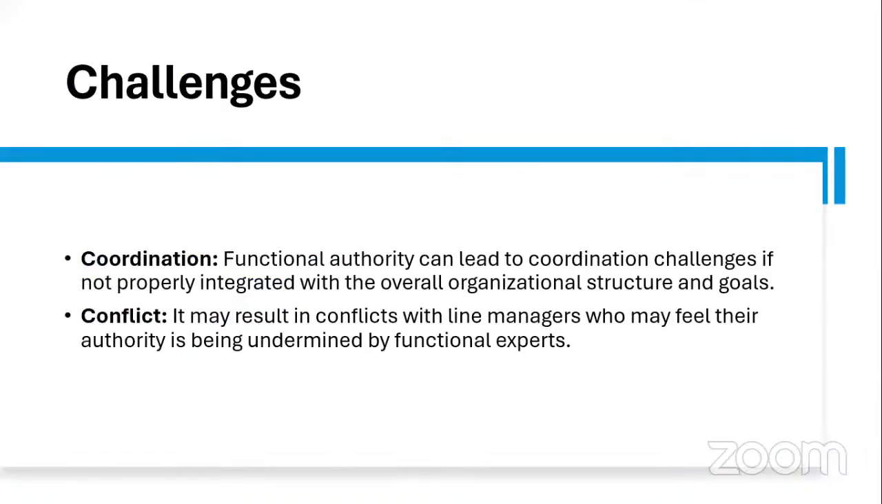The challenges of functional authority: coordination. Functional authority can lead to coordination challenges if not properly integrated with the overall organizational structure and goals. So people can have resistance issues, resistance to change, and resistance to even the people bringing the change. Conflict: it may result in conflict with line managers who may feel their authority is being undermined by the functional experts.